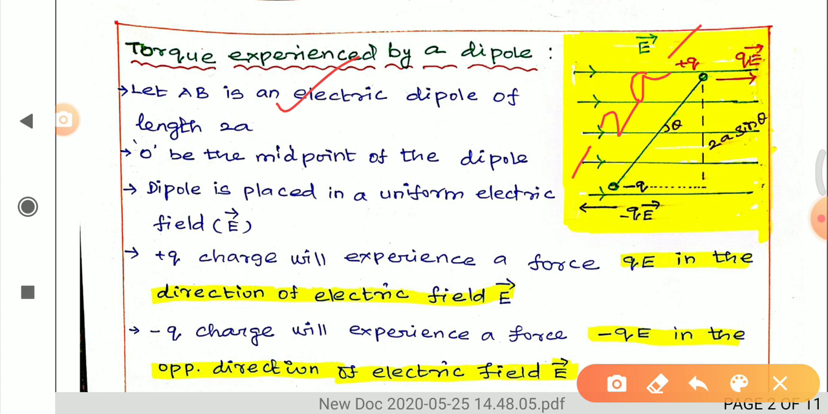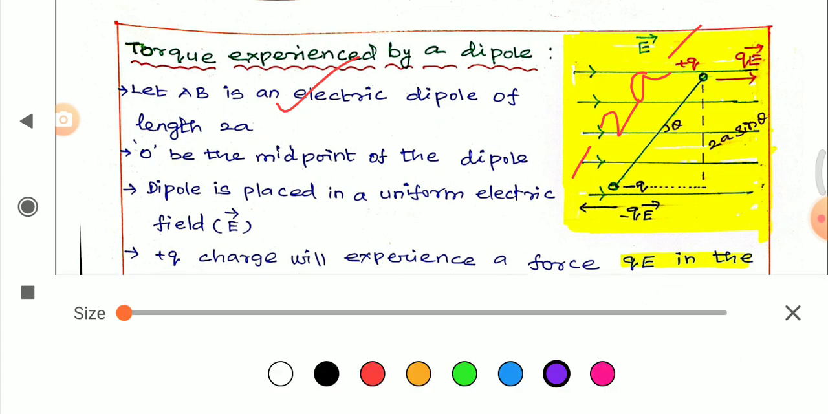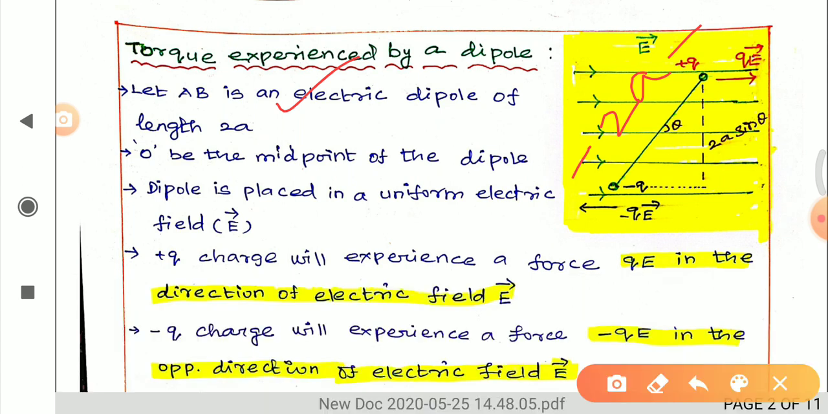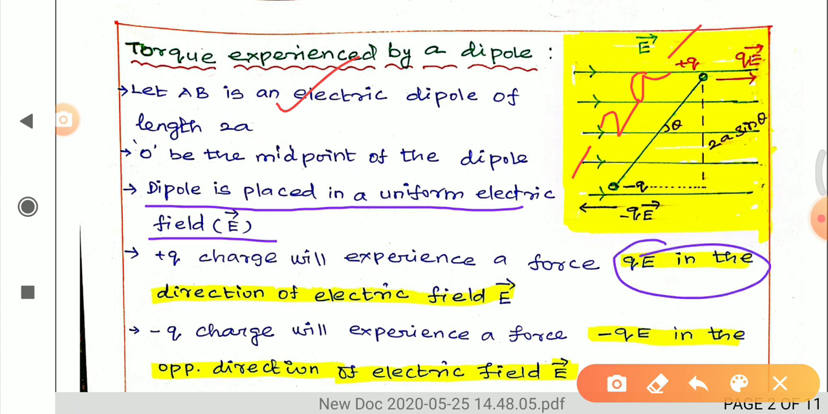And our midpoint is nothing but the middle point. From the middle point we can consider the force experienced by the positive charge and the negative charge. The third point I have given is that O is the midpoint and the dipole is placed in the uniform electric field. A dipole consists of two equal and opposite charges, right? So due to the positive charge, the force experienced is QE.